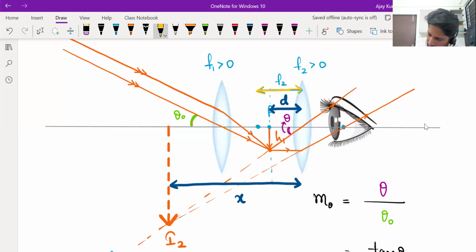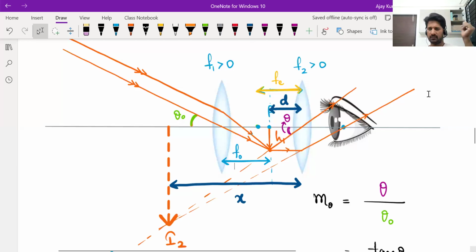From the second lens, I'm keeping it in yellow. F2 is actually Fe. I'll write it as Fe, the focal length of the eyepiece. And the distance of the image from the first lens is F0. This distance is F0. So you can observe all the distances in this diagram. The final image distance is X. The object distance from the second lens is D.